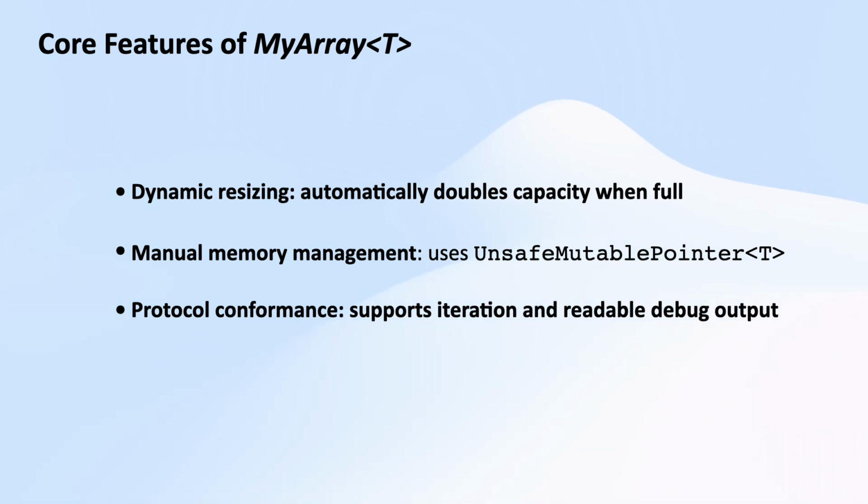The custom array we are building has a few key features. First, it grows dynamically just like Swift arrays. Second, it uses UnsafeMutablePointer to handle memory manually, so we can see how allocation and resizing are managed. And finally, it conforms to the Sequence and CustomDebugStringConvertible protocols to support iteration and pretty printing.